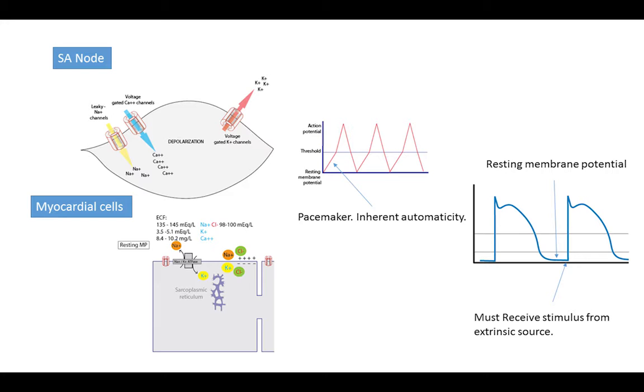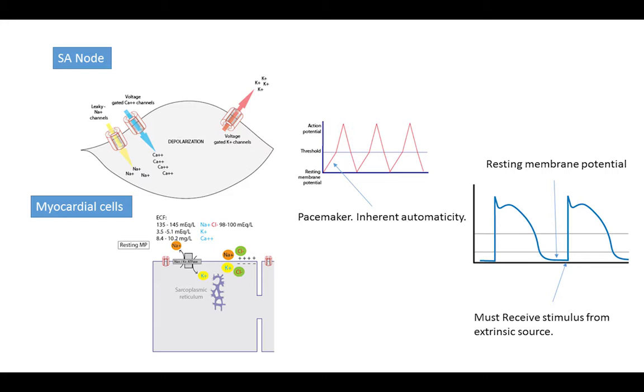Let's look at the differences between pacemaker cells and myocytes. The SA and AV nodal cells undergo a spontaneous depolarization because of the leaky sodium channels. The myocytes must receive stimulation to undergo depolarization through fast sodium channels. SA nodal cells move at a moderate velocity or speed, AV nodal cells at a slow velocity, and the bundle branches, Purkinje fibers, at a high velocity. The myocytes take the electrical signal or action potential and transform them into mechanical muscle contractions.